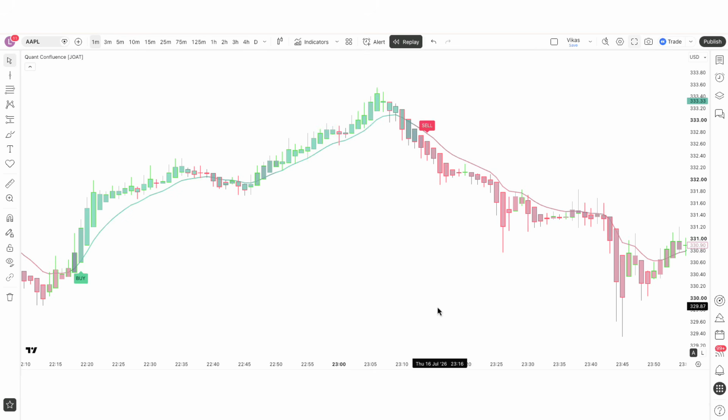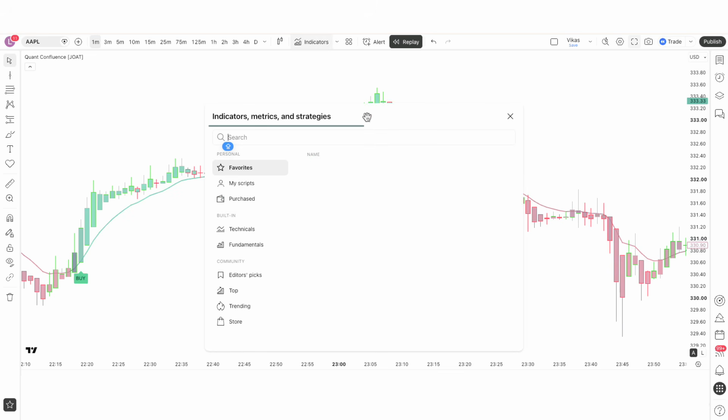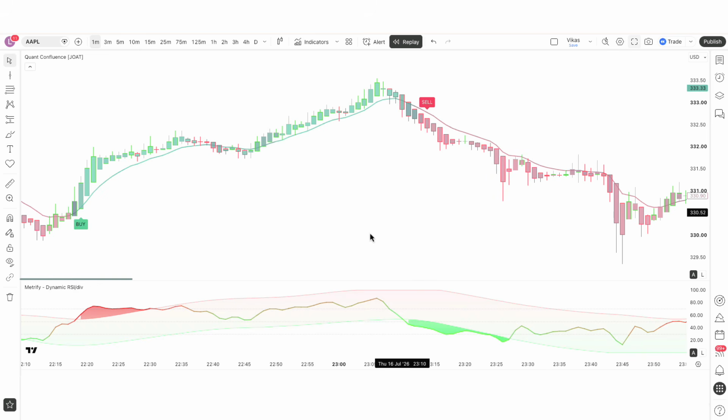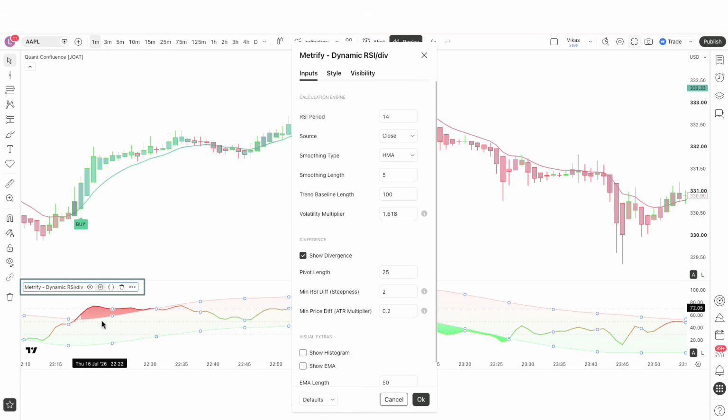Now we'll add one more indicator to make this strategy more powerful. In the indicator search, type Dynamic RSI Level Plus Divergence and select the one created by Metrify. Now let's access the settings of this indicator so we can modify it to suit our strategy.